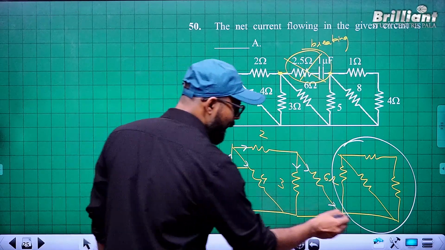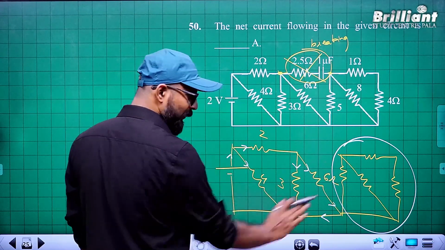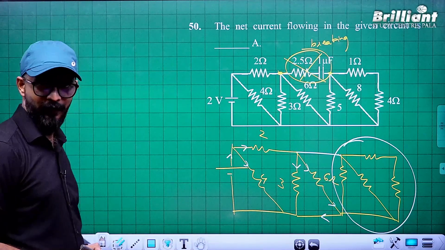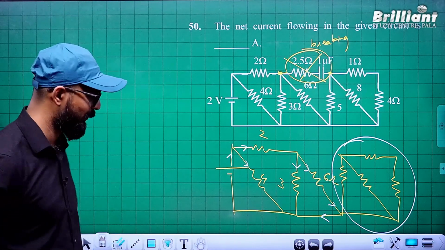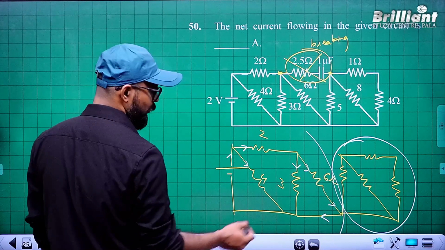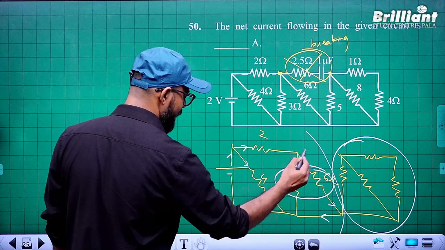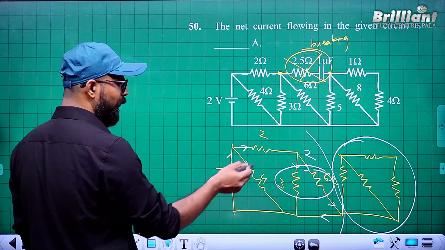It will not pass through this. Clear? Because this doesn't become part of the circuit. If there was a wire here, then the story was different, then the current would pass. Otherwise, it is not part of the circuit. So that means we have to consider only these. So 6 and 3 in parallel will give you 2 ohm. Effective of this is 2 ohm. 2 and 2 make 4. 4 and 4 in parallel will give you 2 ohm.